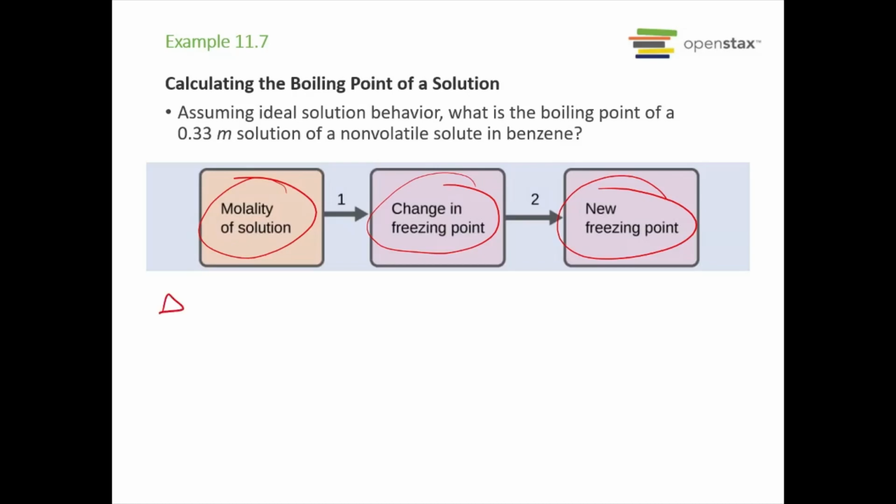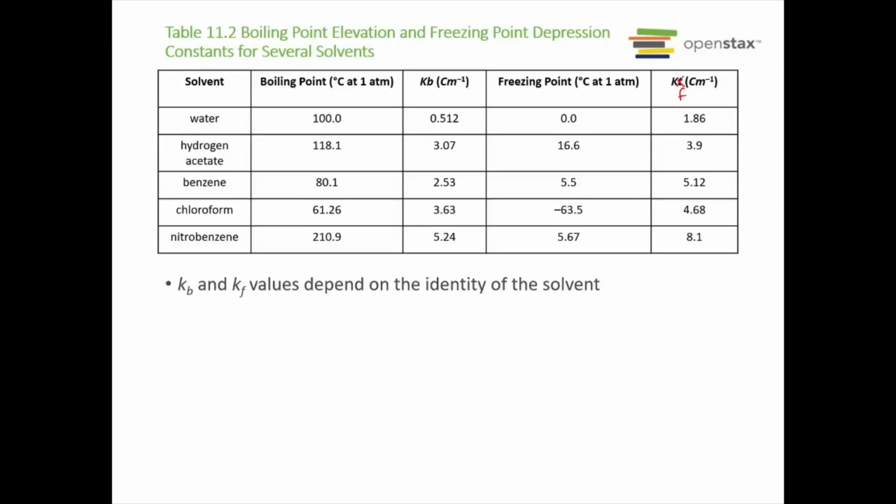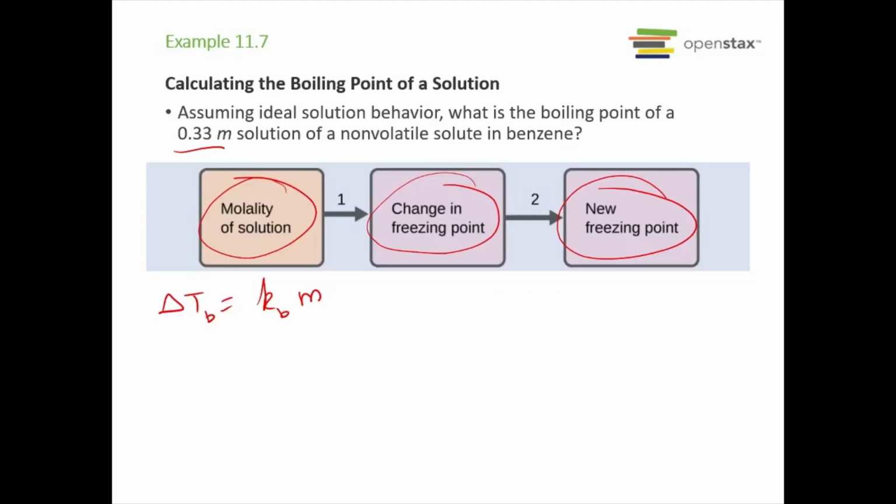So we need to first get delta TB, because we have our molality. That is equal to KB times m. And we look in our table to find benzene. Now we see for boiling point, its KB is 2.53. So we have 2.53, and those units are degrees Celsius per molal, or times inverse molality, times our molality of 0.33 molal. And so this gives us a delta T boil of 0.83 degrees Celsius.